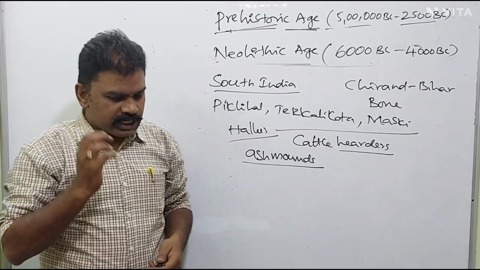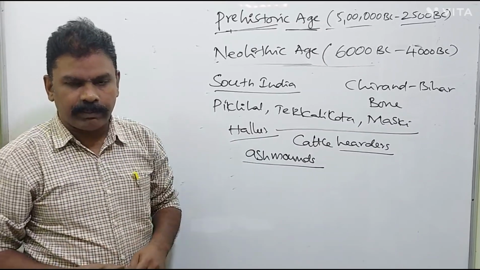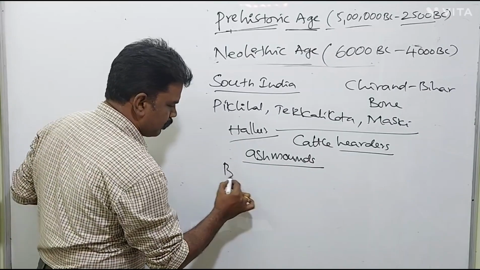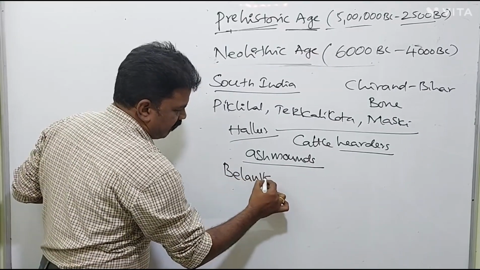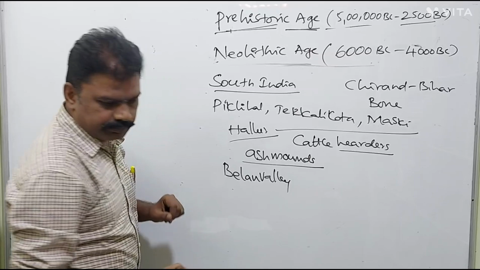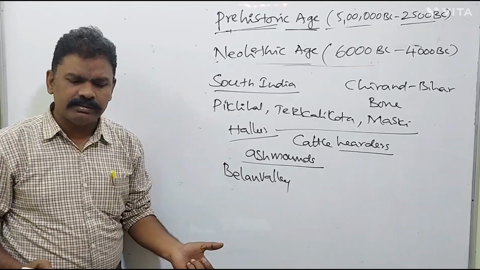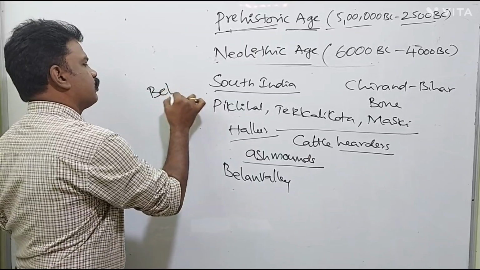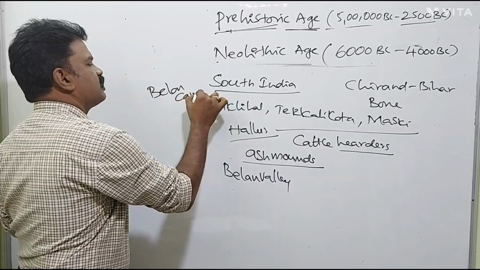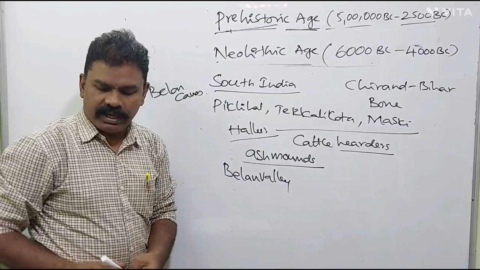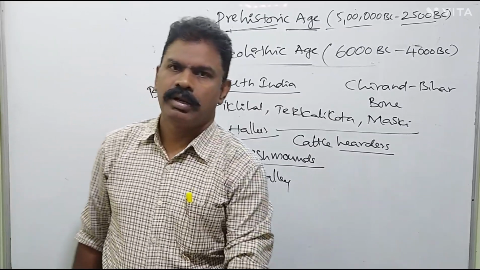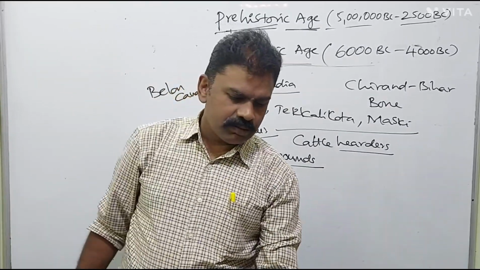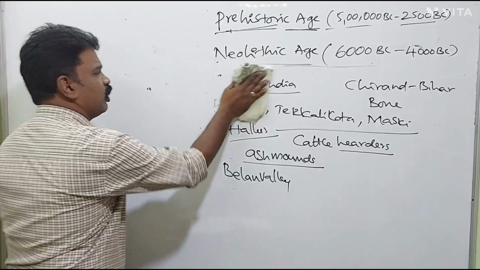So ash mounds were found here. Belan Valley is another important site. Narmada Valley is next to Belan. Caves in South India, in the Kannur district. All these are places related to the Neolithic age.